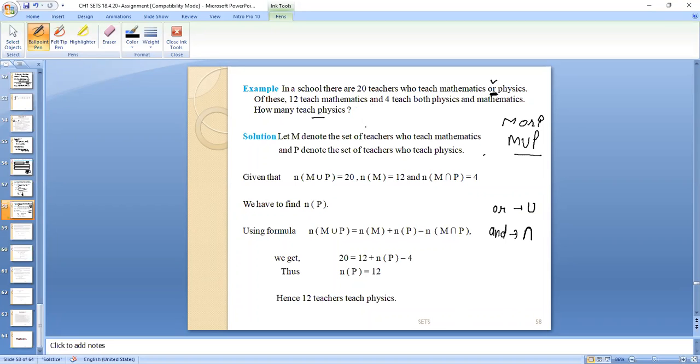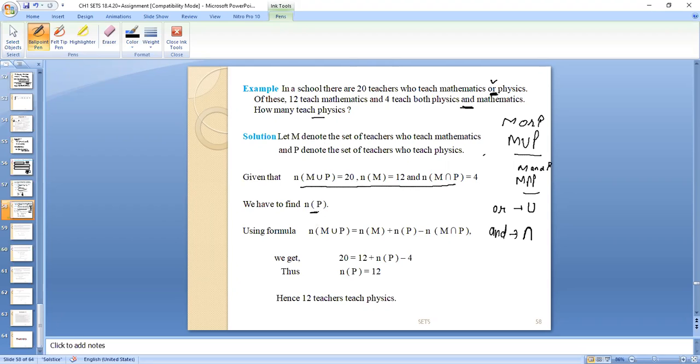12 teach mathematics, that means number of elements in M is equal to 12. 4 teach both physics and mathematics, that means M and P. M and P means M intersection P. So number of elements in M intersection P is 4. This is the important task up to this point. Next is applying the formula and putting the values. Next is easy, but up to this step is very important: how to convert this statement to a mathematical expression, right?